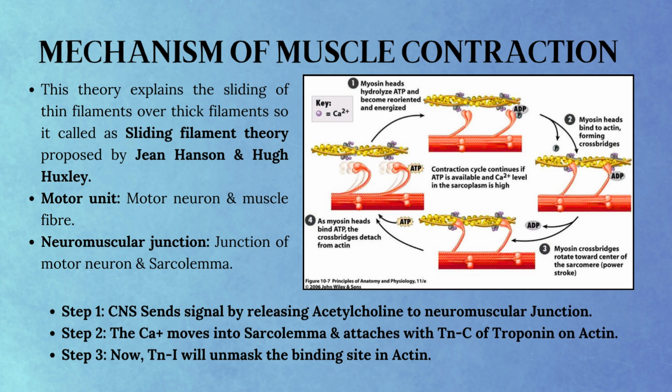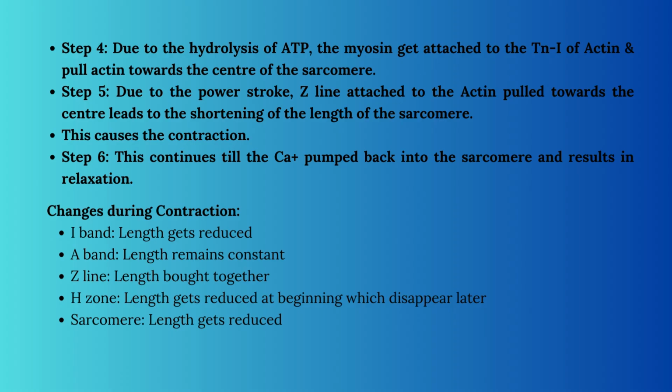The Ca+ ions move into the sarcolemma and attach to TNC of troponin on actin. Step 3. Now, TNI will unmask the binding site in actin. Step 4. Due to the hydrolysis of ATP, the myosin gets attached to the TNI of actin and pulls actin towards the center of the sarcomere.